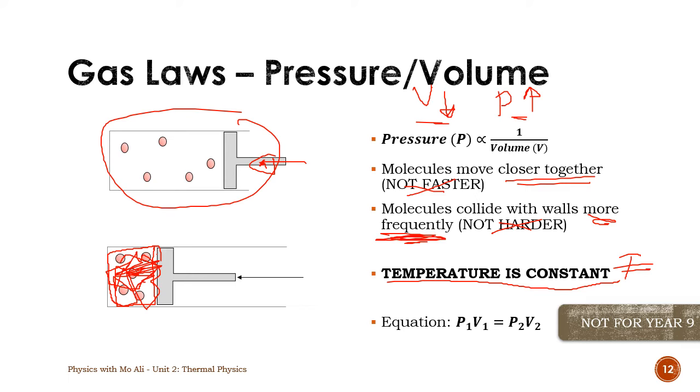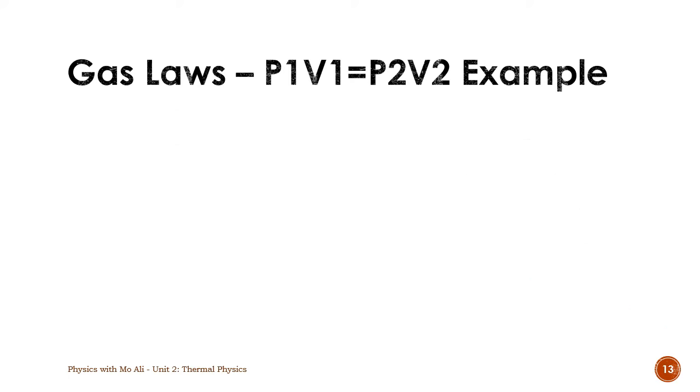Okay, this next equation is not for year 9s. So to the year 9s of you, this is an equation that your year 10 students are only going to be using. P1 V1 equals P2 V2. What is this? It simply says that the pressure times volume before you compress the gas is equal to the pressure times volume after you compress the gas. It stays constant. Let's solve a quick example.